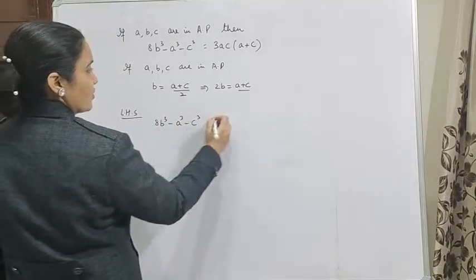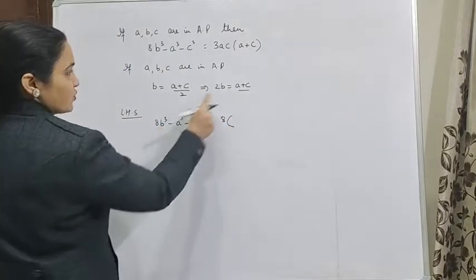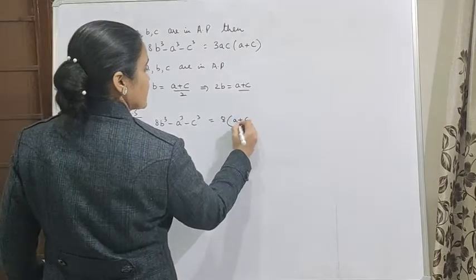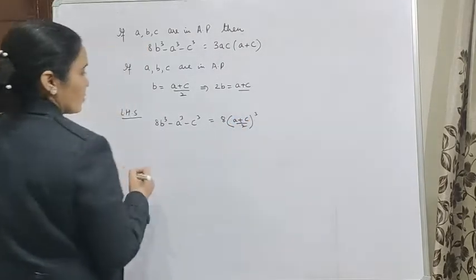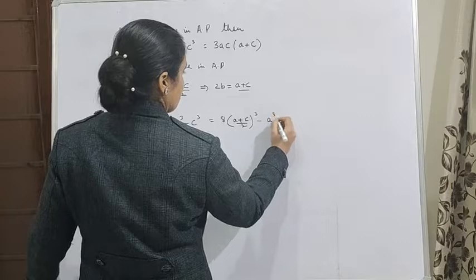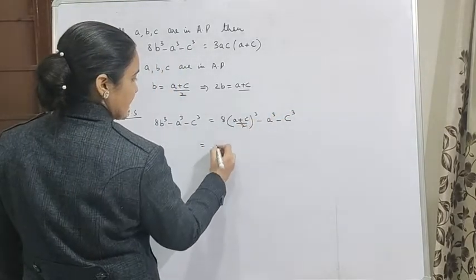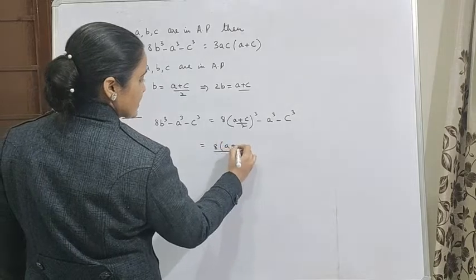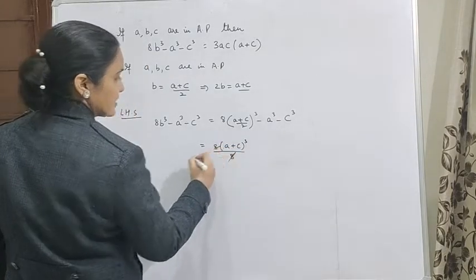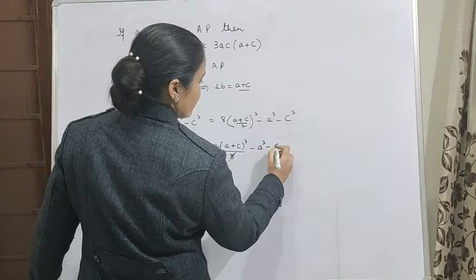This is equal to 8 B cube. Put the value of B as A plus C by 2, whole cube, minus A cube minus C cube. So we have 2 cube as 8, so we have A plus C whole cube upon 8, cancel, minus A cube minus C cube.